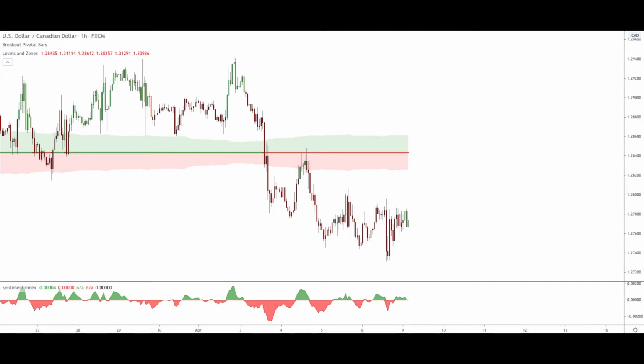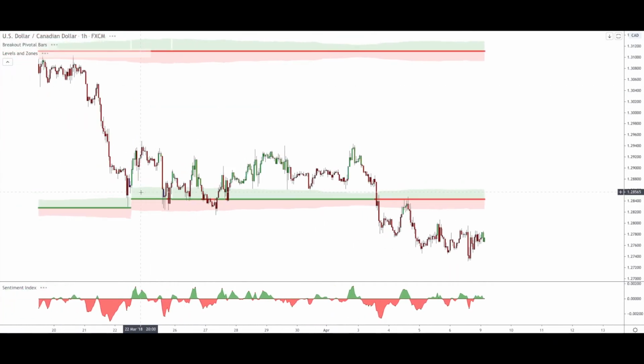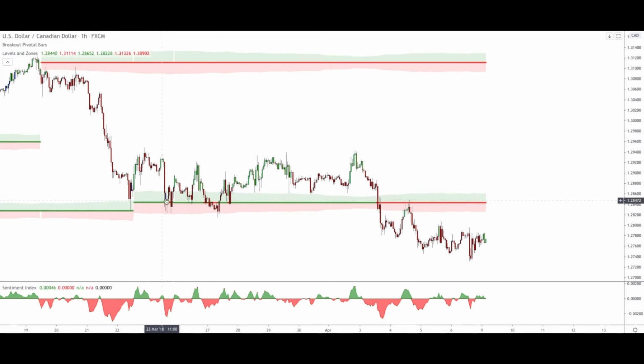So today we are looking at the US dollar versus Canadian dollar on the 1 hour time frame. We are using three indicators: the breakout pivotal bars, the sentiment index, and the levels and zones. The breakout pivotal bars is the one that is assigning the color to the candles, so either green, red, or blue. I don't see one here, there's one blue here.